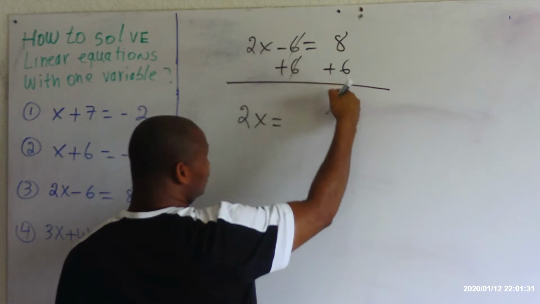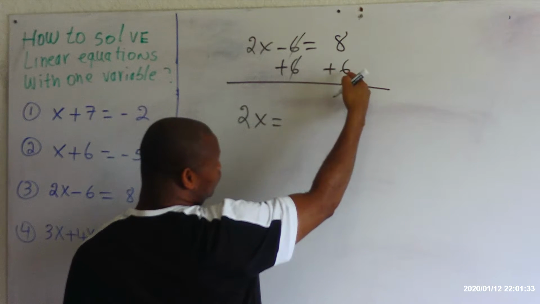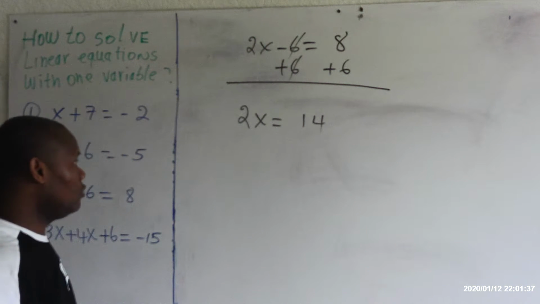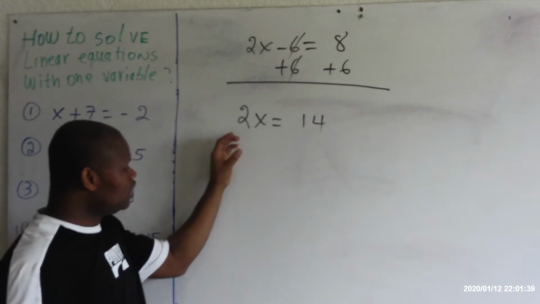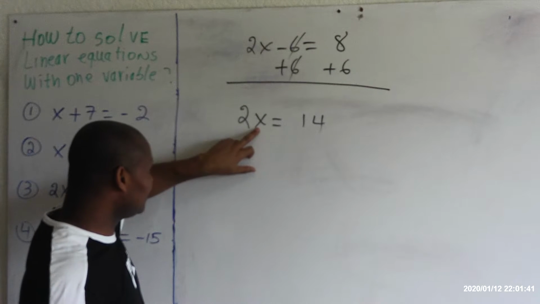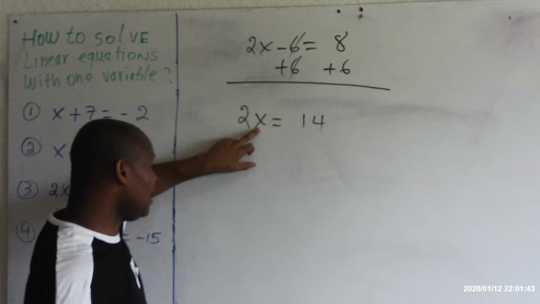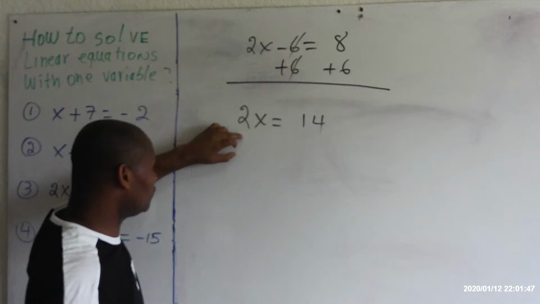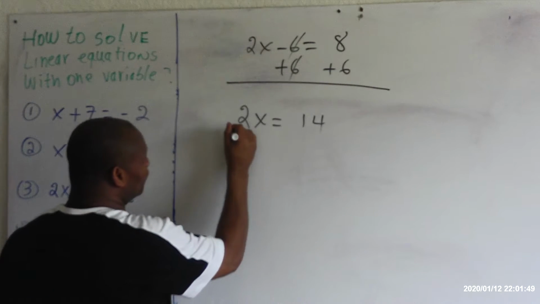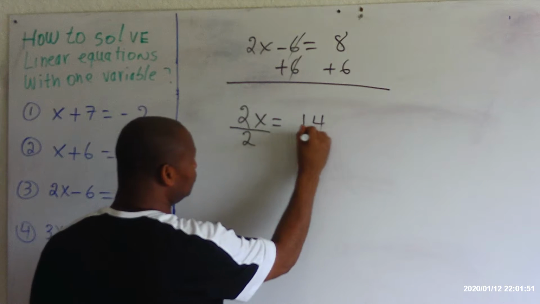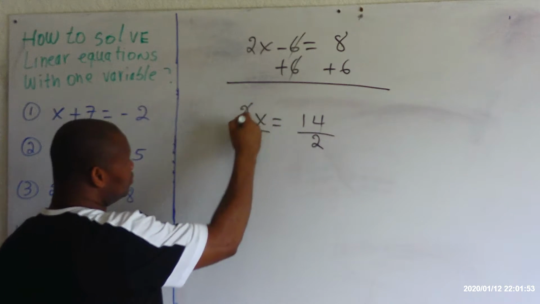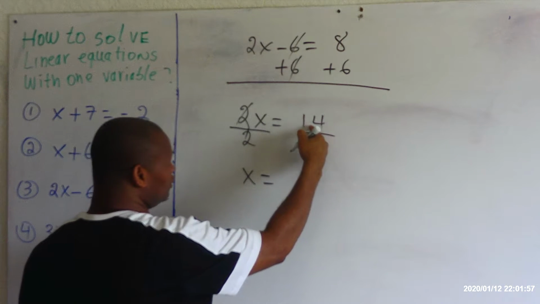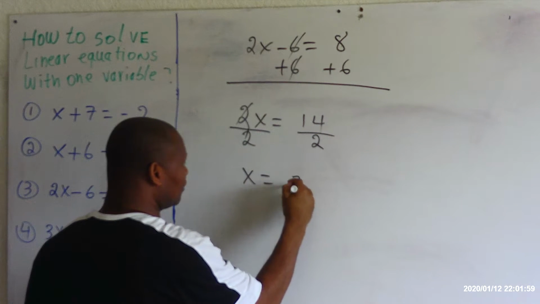So that's 14, 8 adding to 6, that's 14. Okay? So now, we do not finish yet. We need to have x by itself. And then to have x by itself, I need to divide by the coefficient, 2. Okay? Divide both sides by 2. So bring down x. 14 divided by 2, that's 7.